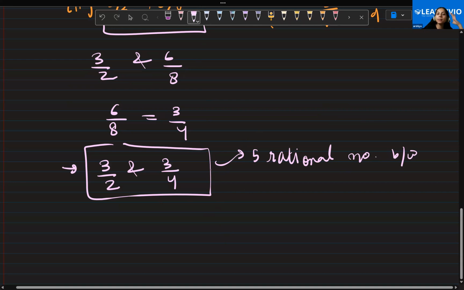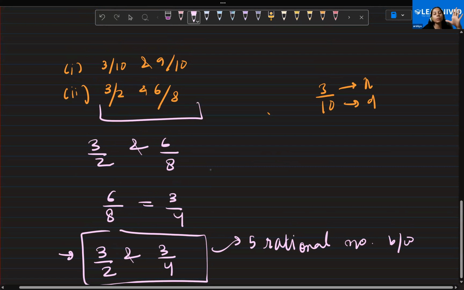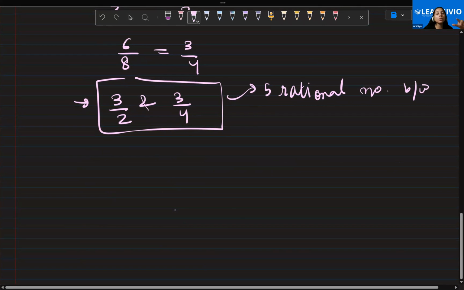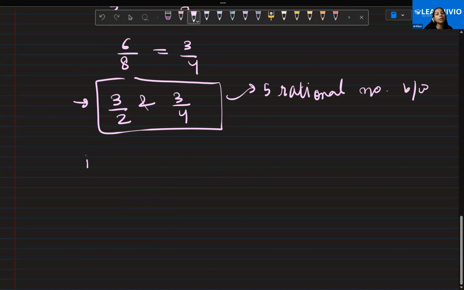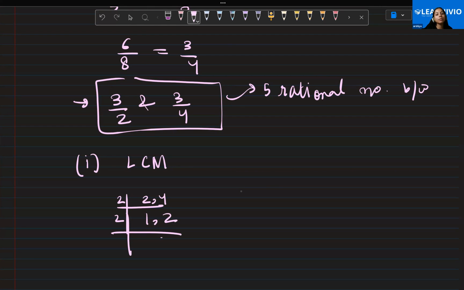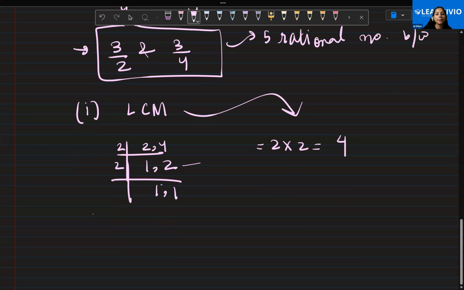Like I said in the previous question, the denominator was the same, so it was easy for us to find. Now, in this question, the denominator is not the same. So the first step will be to make the denominator same, and we'll do that by taking the LCM. So 2 and 4: 2 ones are 2 and 2 twos are 4. So the LCM is 2 into 2, 4. LCM is equal to 4. So 3 by 2 into 2 by 2 is equal to 6 by 4.